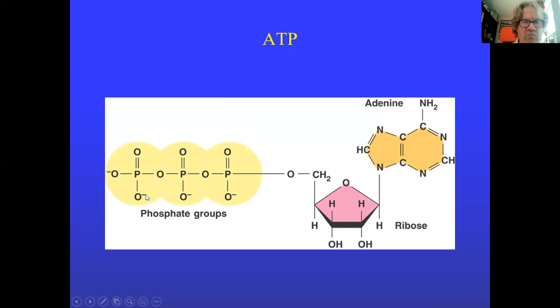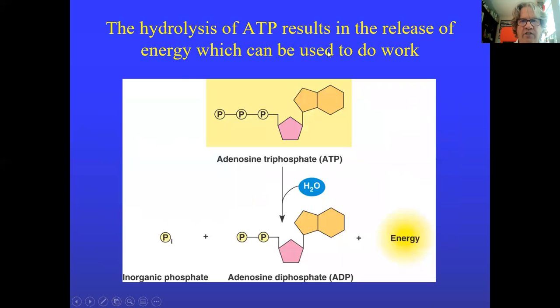So the cell can move these phosphates around from ATP to other molecules, stick them onto other molecules, and cause things to happen. The energy that's released as a result of hydrolysis of this bond is actually used to do mechanical work in cells, make proteins do things and so on. Okay, so basically hydrolysis of ATP results in release of energy that can be used to do work.